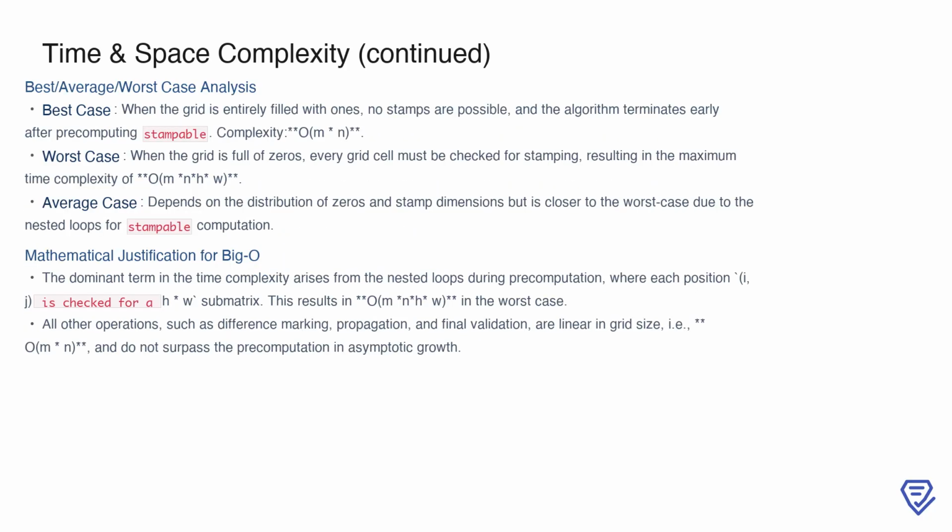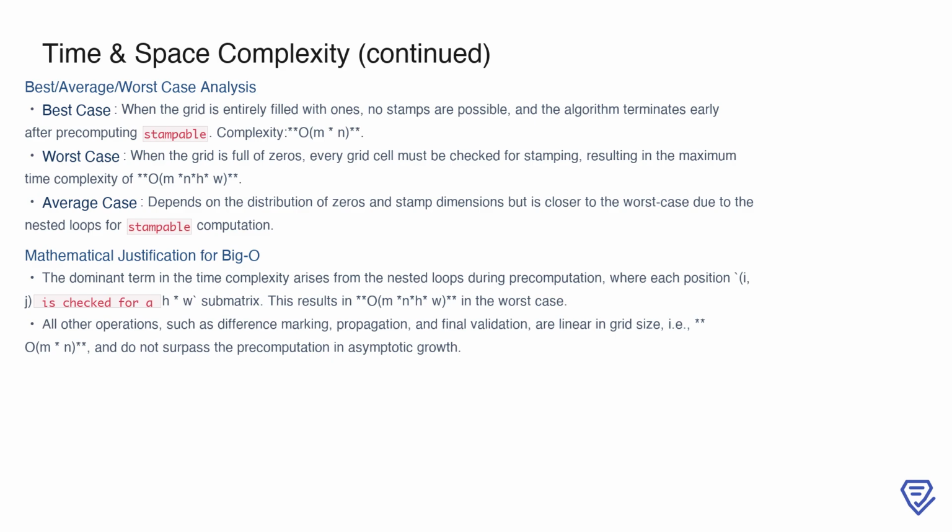Finally, let's analyze the best, average, and worst-case scenarios for the algorithm. In the best case, the grid is filled entirely with ones, meaning no stamps are possible. Here, the algorithm terminates early after pre-computing the stampable matrix, resulting in a time complexity of O(m * n). In the worst case, the grid is filled entirely with zeros. This requires checking every single cell for stamping, leading to the maximum time complexity of O(m * n * h * w). The average case depends on the distribution of zeros in the grid and the dimensions of the stamp.